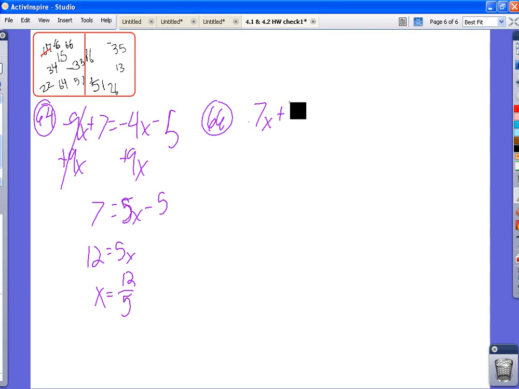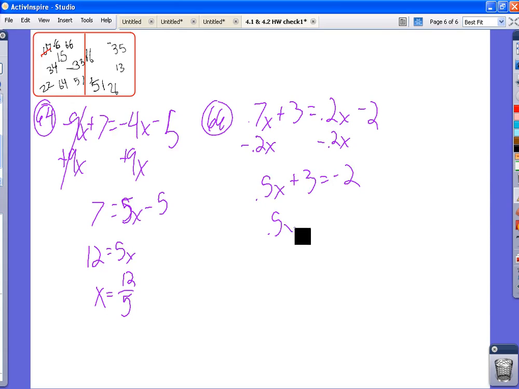6.7x plus 3 equals 0.2x minus 2. Subtract 0.2x from both sides. 0.5x plus 3 equals negative 2. 0.5x equals what? Negative 5, we subtract 3 from both sides. And do what now? Divide by 0.5, x equals negative 10.